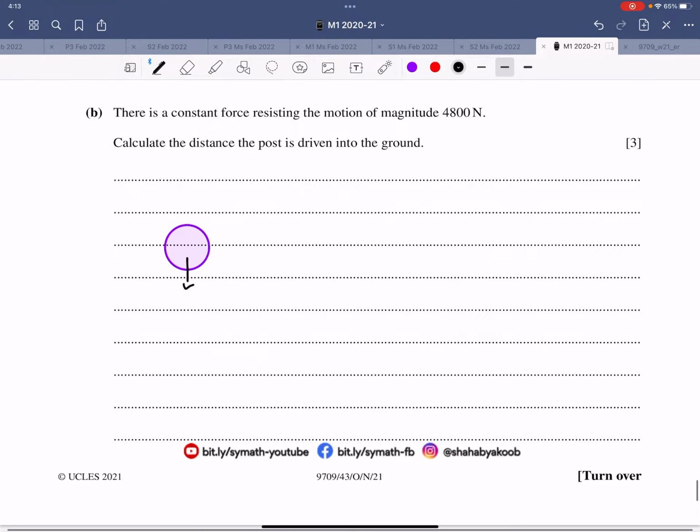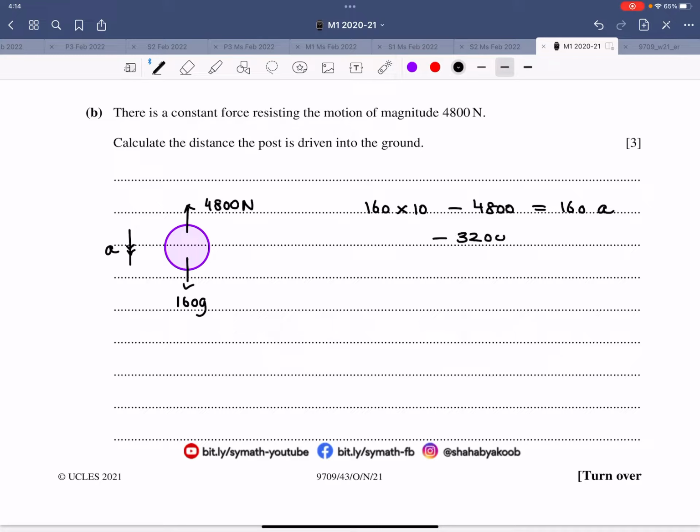So this is 160g, that's going down. The resistive force is 4800 Newton. It is going down, and we need to find this acceleration. So 160 into 10 minus 4800 is equal to mass into acceleration. When we do the calculation, this is negative, and this comes out to be negative 3200 divided by 160, that is a. So a comes out to be negative 20 meters per second squared.